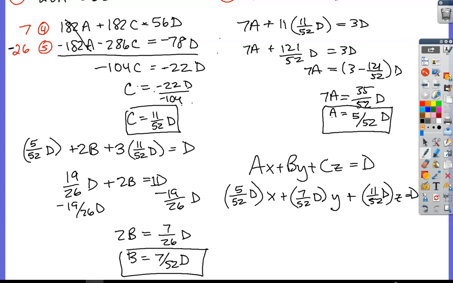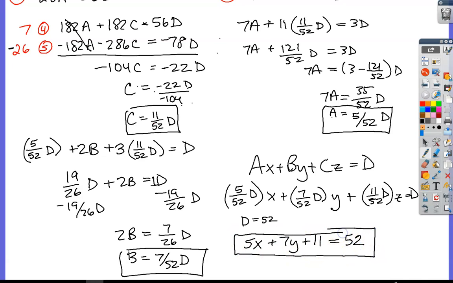So what D are you going to choose to plug in? Well, the one that gets rid of the fractions. So I would plug in 52. So if you plug in a 52 here, you just get 5x. If you plug in a 52 here, you get 7y. If you plug in a 52 here, you get 11z. And if you plug in 52 here, obviously, you get 52. Boom. There's your equation for your plane that goes through all 3 of those points. You could plug each point in and just make sure it gives you 52. But it does in fact do that.